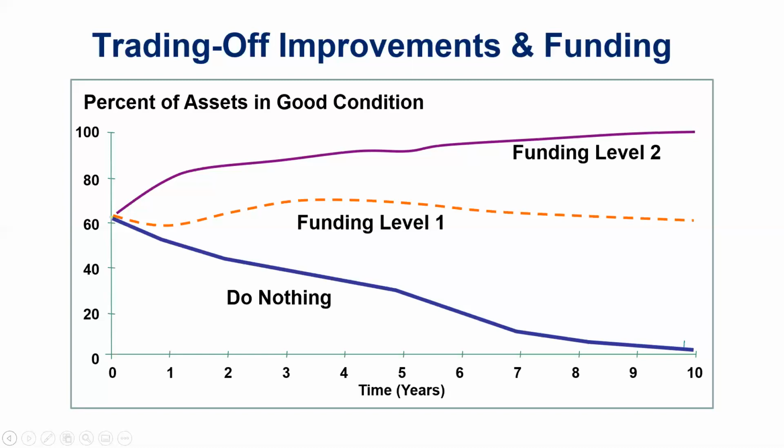But let's say that our city council said, you know what, we want the percentage of our assets in good condition to go up. And so you plug in a different funding level 2, that's a higher funding level, and you can show that you're up about 95% at the end of 10 years with this particular funding level.